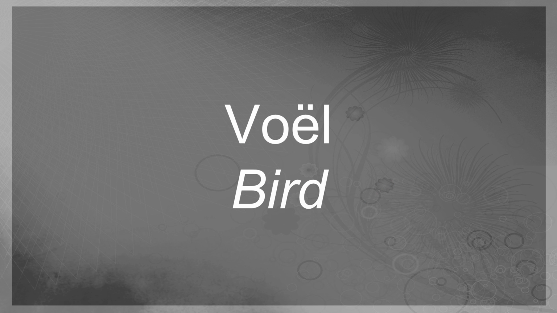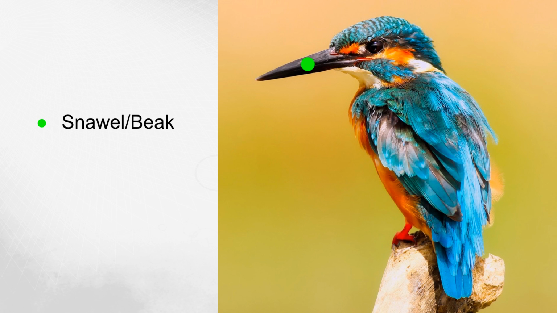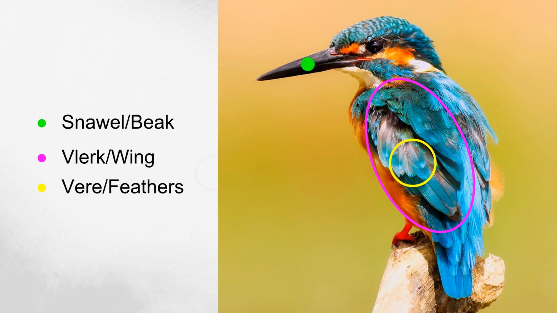Next, we will look at some body parts of a bird. Voël. Snavel, beak. Vlerk, wing. Vere, feathers.